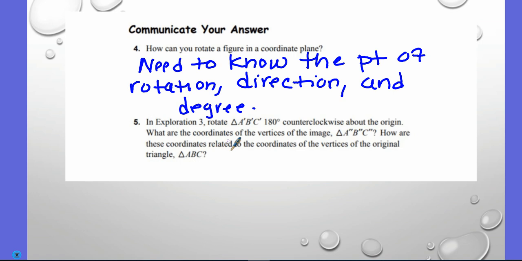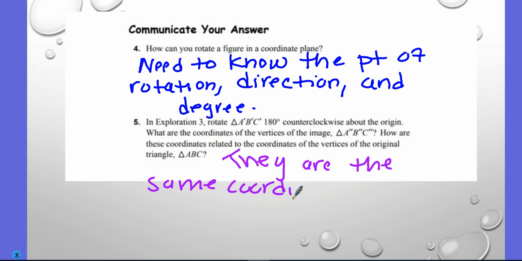Okay, how are these coordinates related to the coordinates of the original triangle? We can simply write they are the same coordinates. Then they asked us for the coordinates. They're the same coordinates we just wrote on the last question.